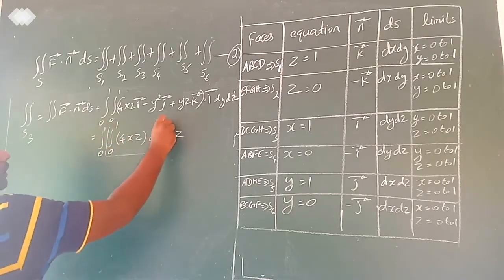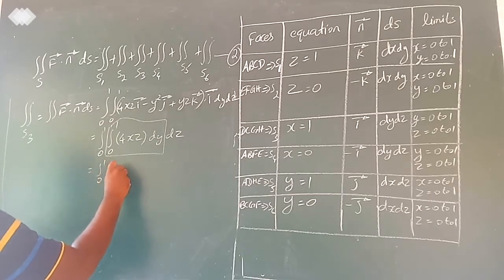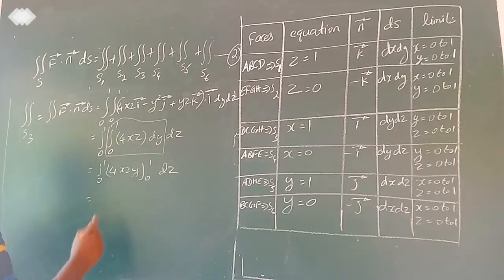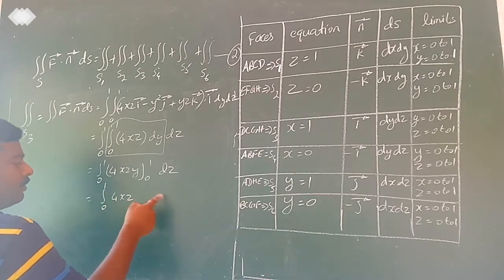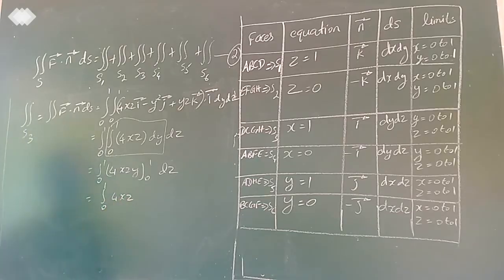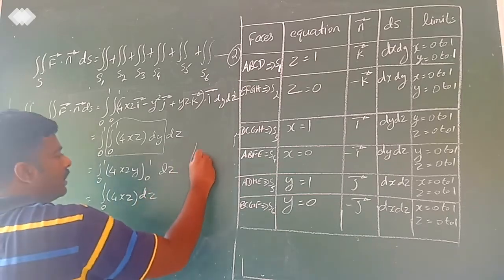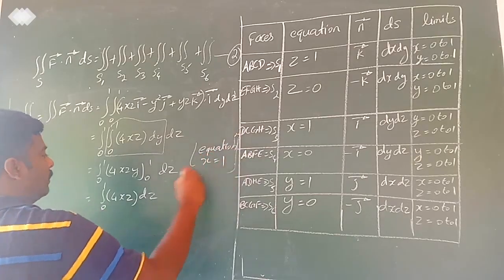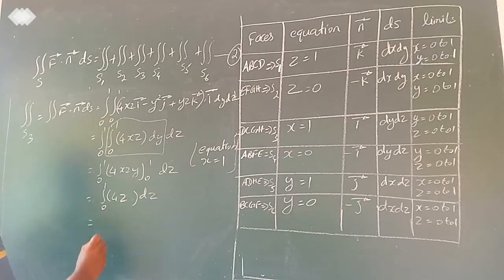First, we go to the integral over S3, the first one: the integral from 0 to 1 of 4xy dz, with limits 0 to 1. The upper limit of y equals 1, so this term becomes the integral from 0 to 1 of 4x(1 minus the lower limit 0), therefore 1 times 4x equals 4x dz. But in the equation x equals 1, so here we consider only 4z.